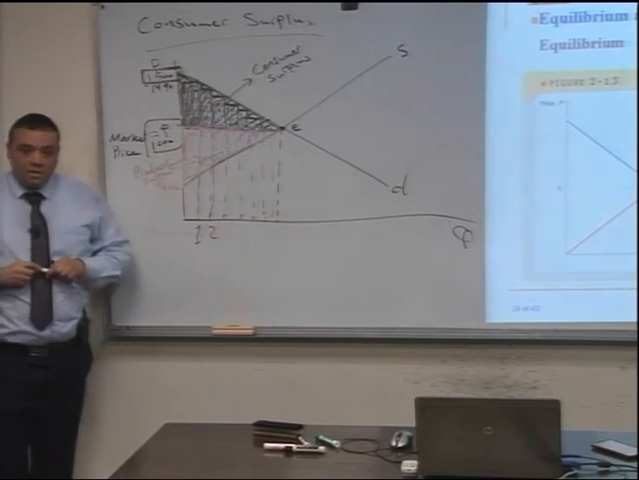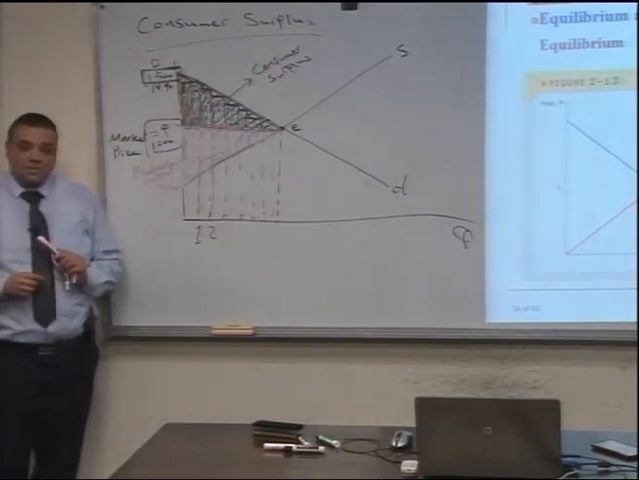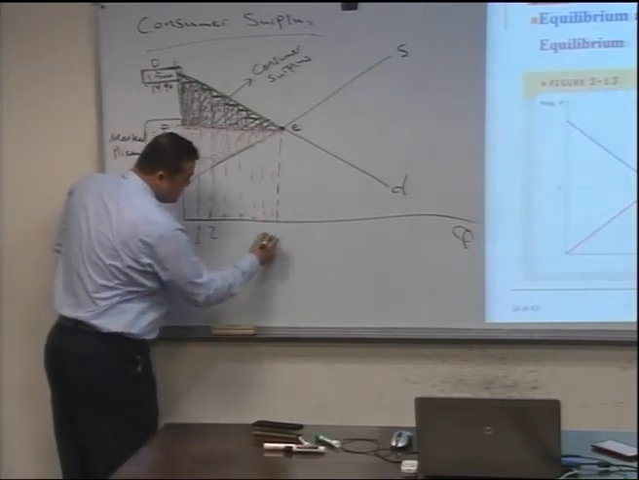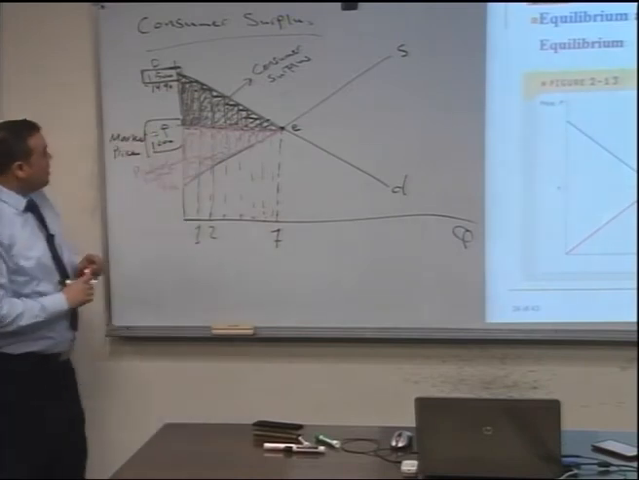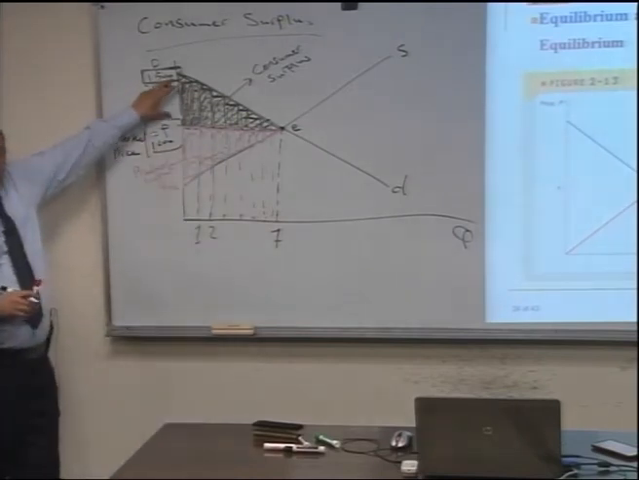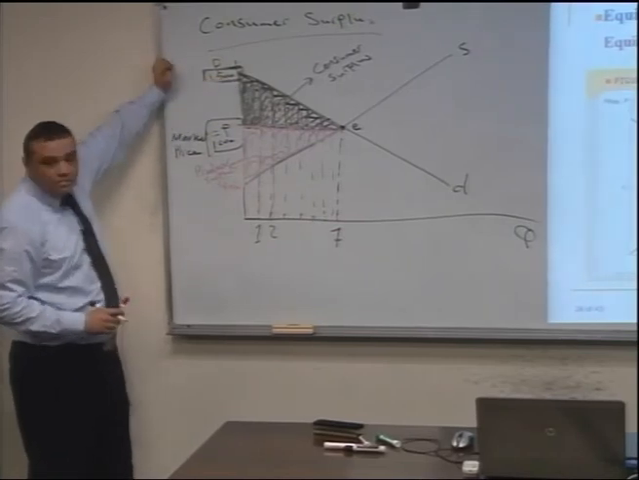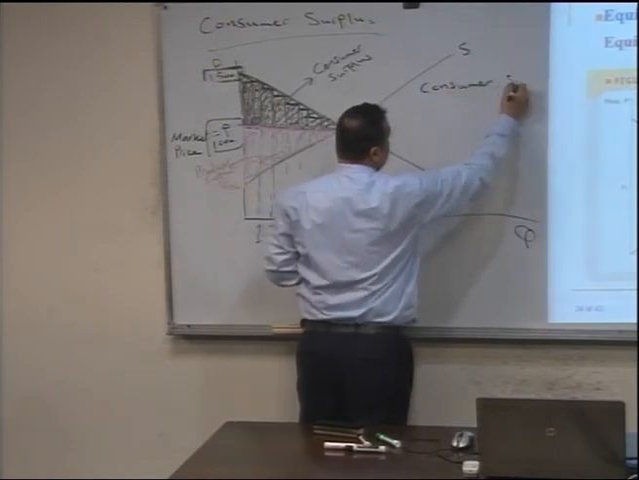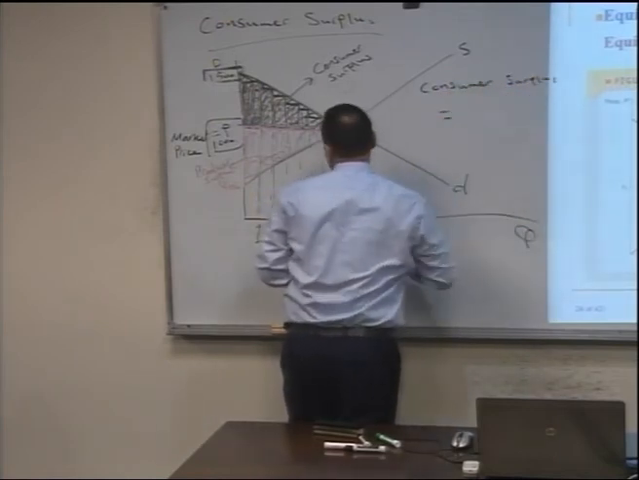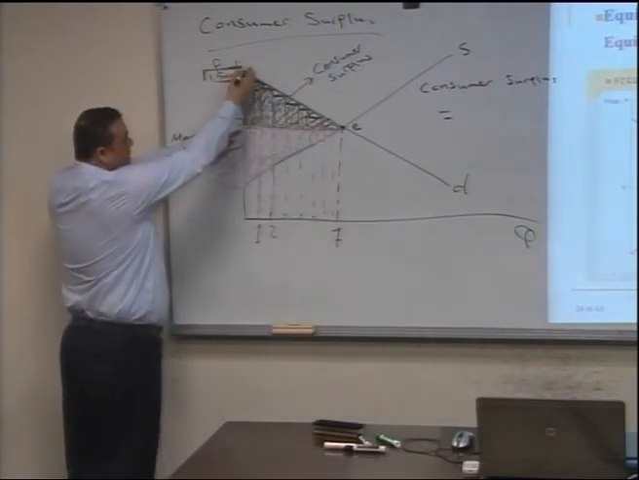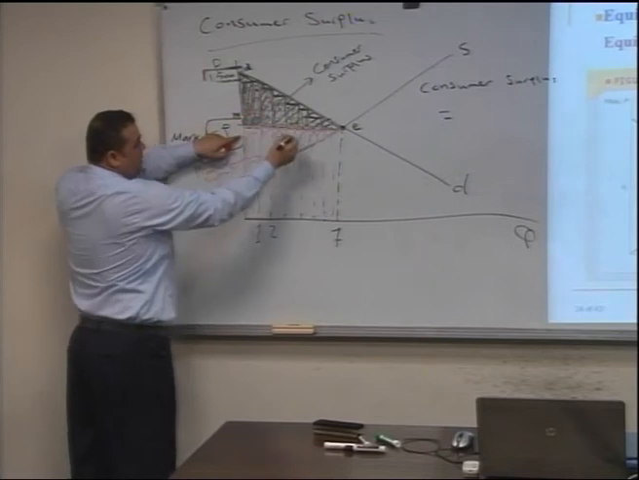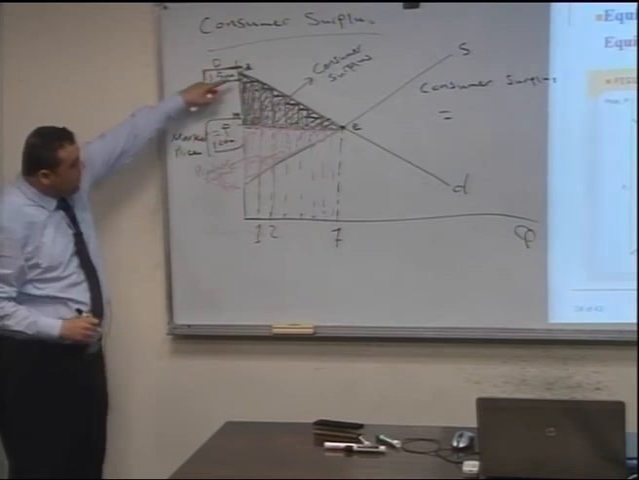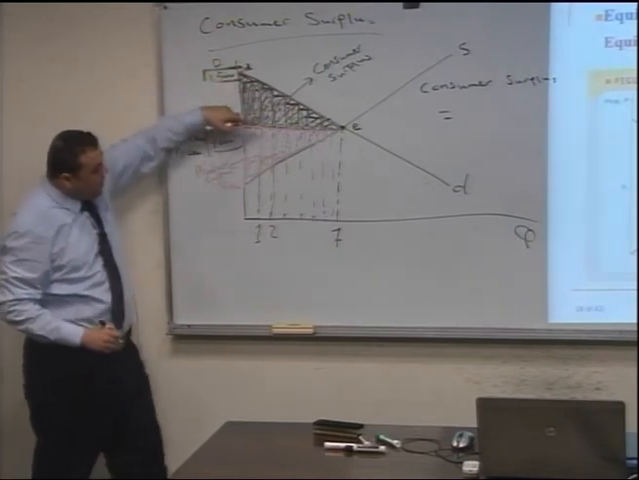How can we calculate the consumer surplus here? Let us assume that the quantity here equals 7. Let's calculate the consumer surplus. The consumer surplus equals the area A, M, E. The consumer surplus is represented by the triangle AME.